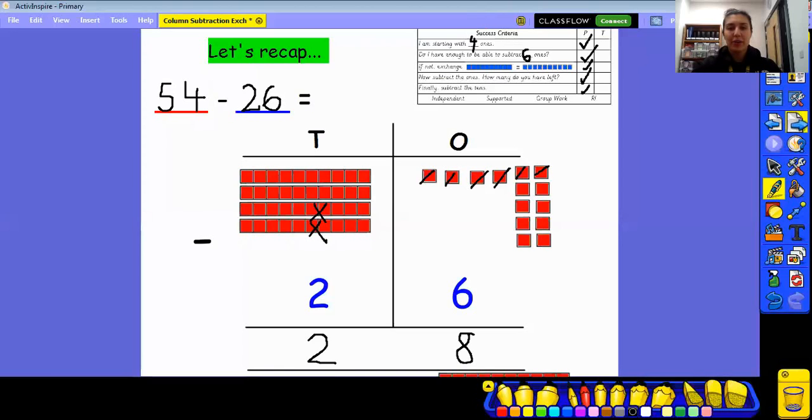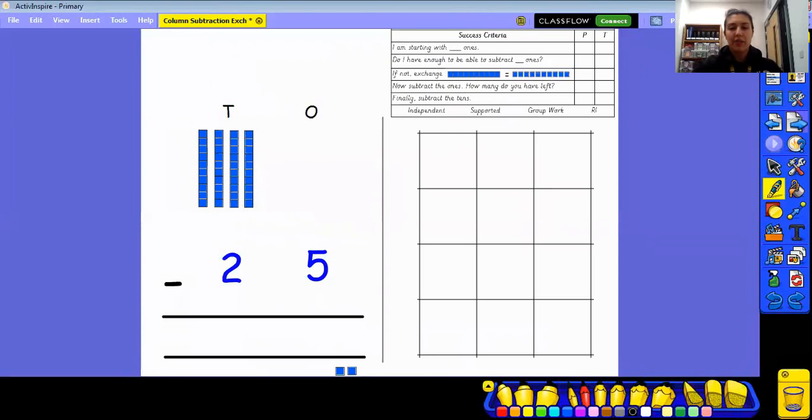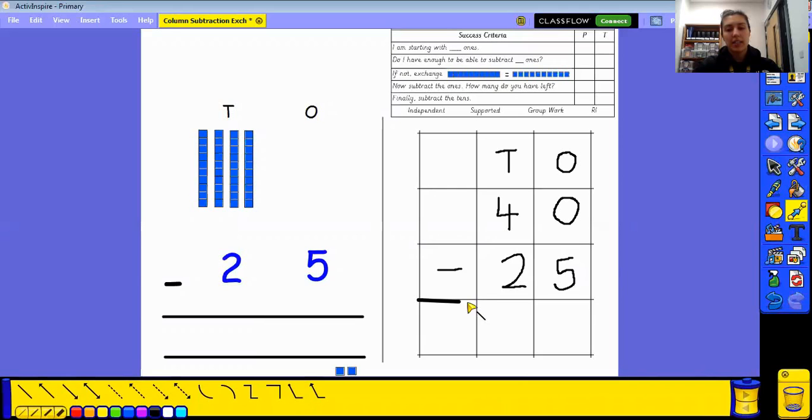Well done if you worked that out correctly. Let's have a look then at how this looks in the abstract form. So once again, I need a 10s column and I need a 1s column. My starting number goes on the top, and my starting number has got 4 10s, and as you can see, there's nothing in the 1s column. That means I've got 0 1s. And then I'm subtracting, so I need to write my subtraction symbol, 20, 5 2 10s, and 5 1s. And then I need to do my giant equal sign ready for my answer.